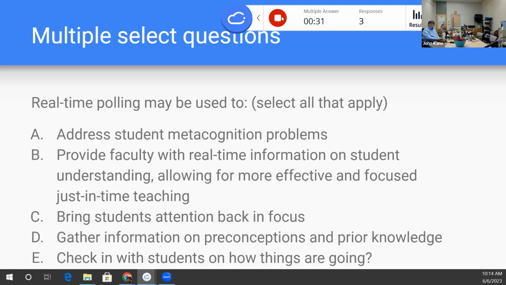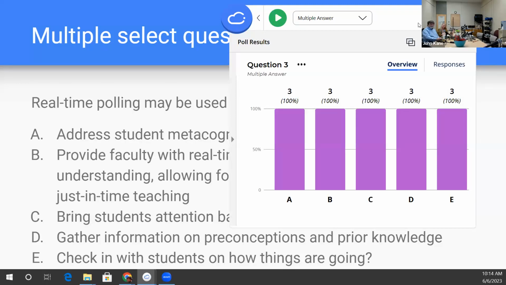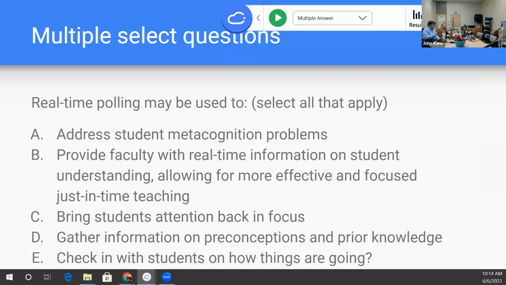Okay, we've got 3 responses. I'll stop it. And this gives us a breakdown and all of them were picked. And those are things I would argue are all reasonable uses of polling. You could use it to address student metacognition. It can give you a quick knowledge check of whether students have understood something, which not only tells us what students understand, but also helps students understand what they understand and what they don't understand.